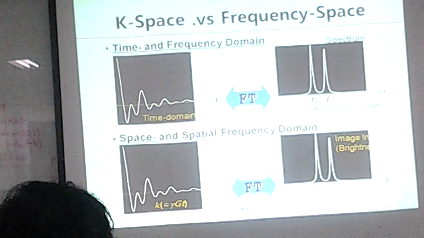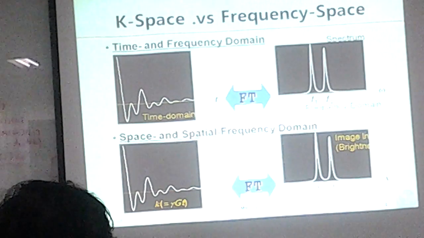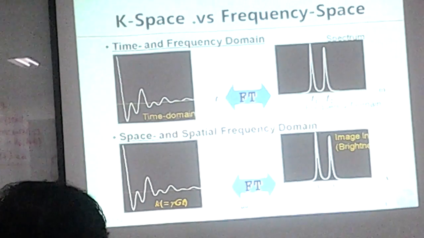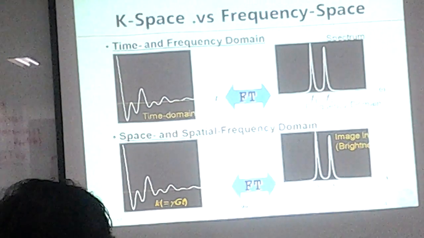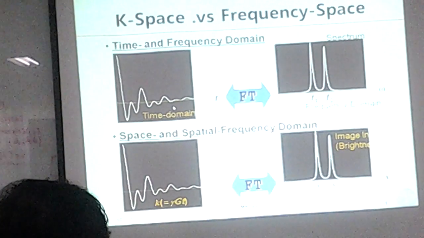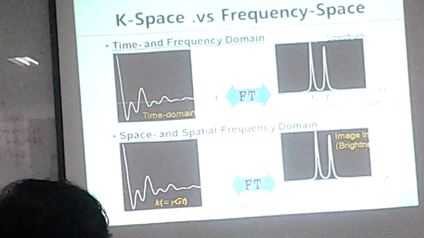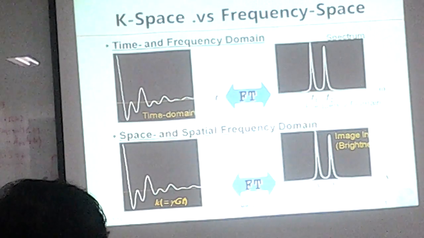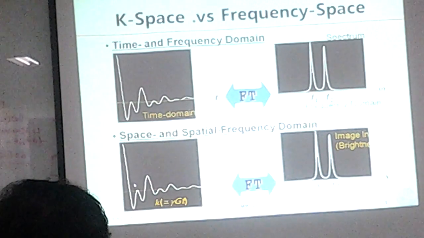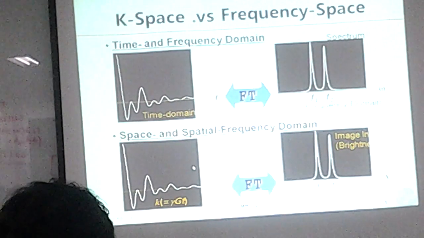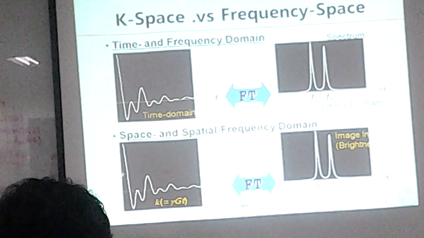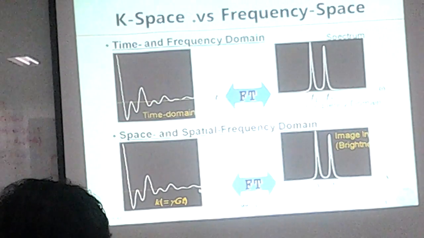frequency components at frequency f1 and f2. That means this signal has two frequency components. This is a time-varying signal, and this is the spectrum. For MRI data, this data also has two frequency components, and these two frequencies correspond to the location.